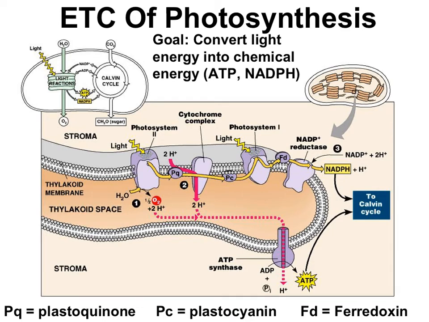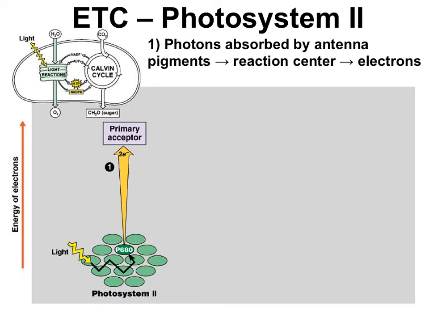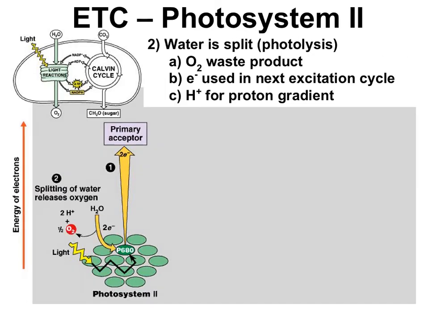Remember, the electron transport chain is embedded in the thylakoid membrane of a thylakoid, which is in the inside compartment of a chloroplast. In the first step of the light-dependent reactions, light energy, or photons, are absorbed by the antenna pigments and bounce around from antenna pigment to antenna pigment until the energy gets to the reaction center pigment. At the reaction center pigment, electrons are energized.